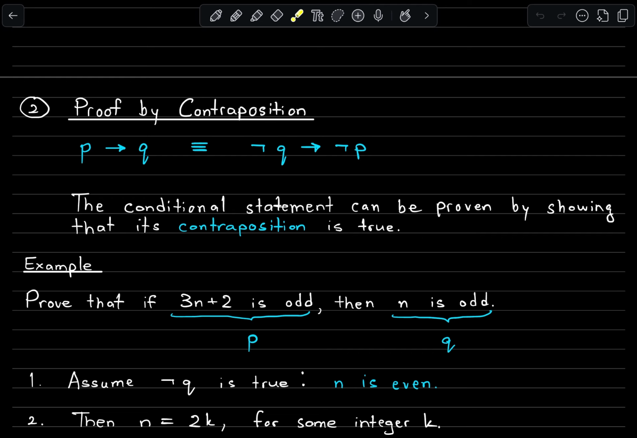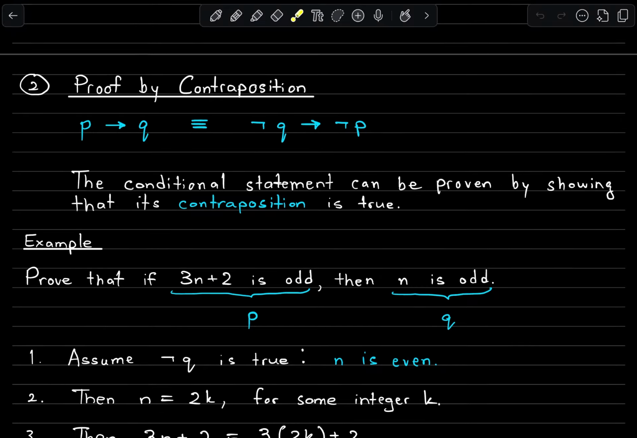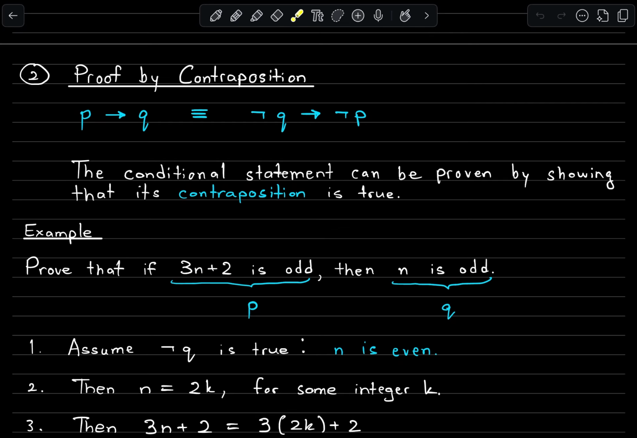Okay. Now, just like we were saying before, if it is an even integer, we can represent it in this fashion: 2 times k for some integer k, because whatever integer you have out there, if you multiply it by 2, it will become even. Now, we're starting with n, but we want to prove something about 3n plus 2, right?